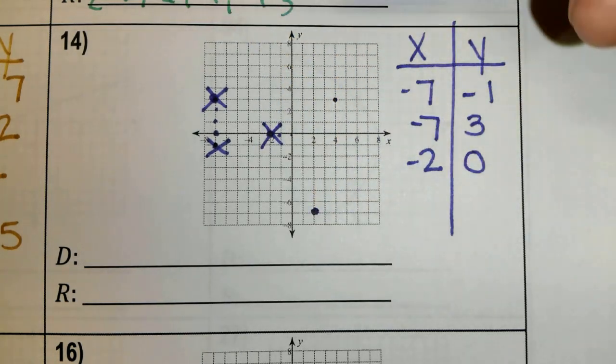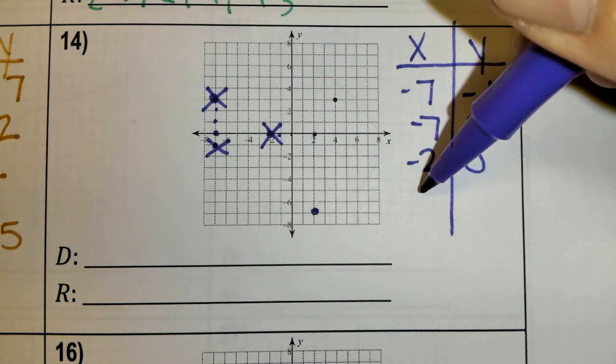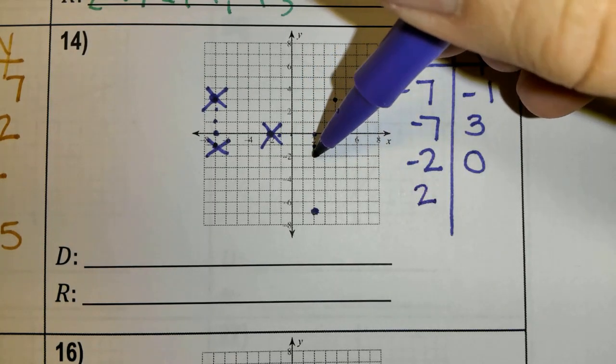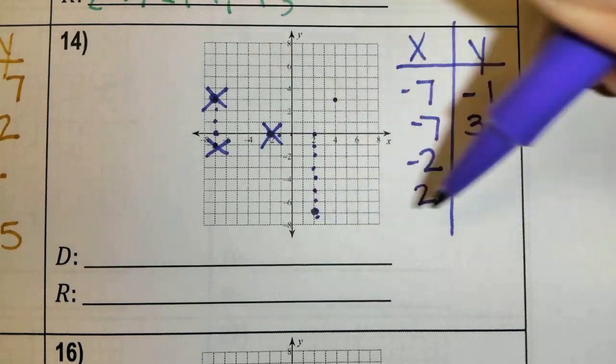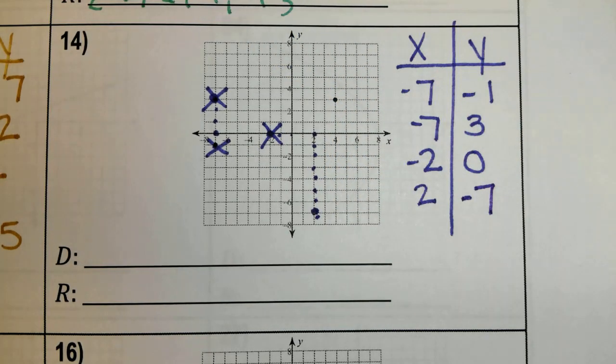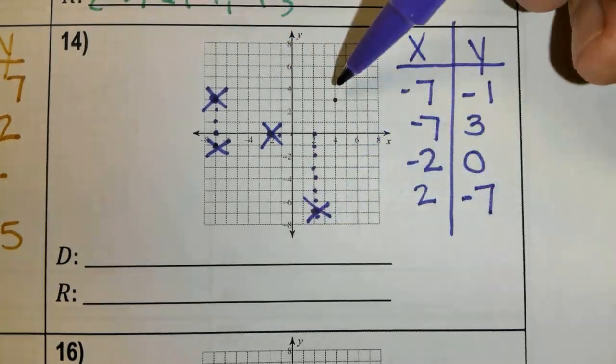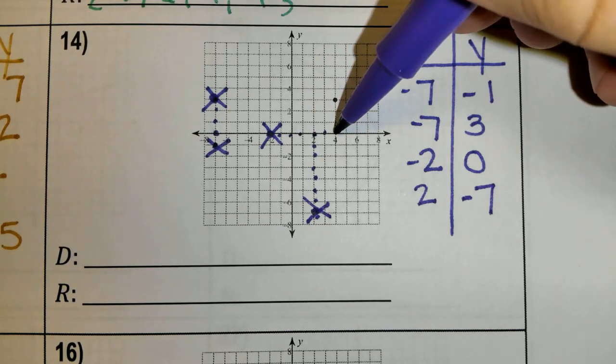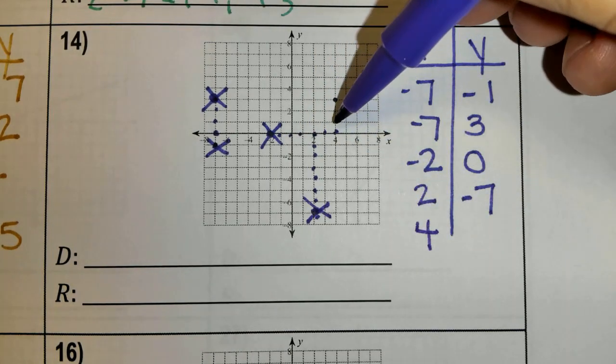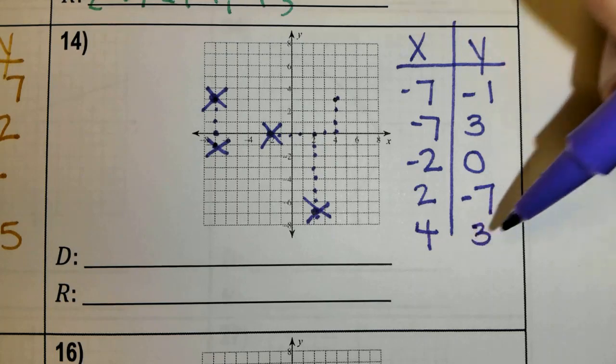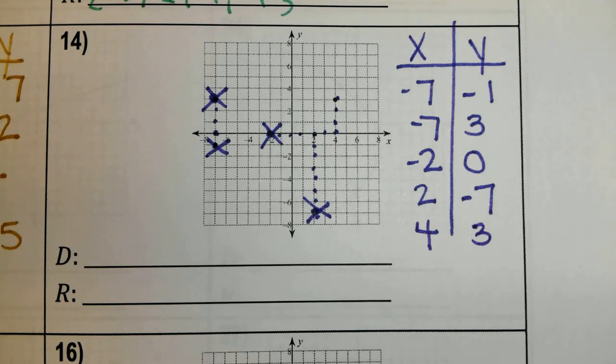Next one is right here. So I got right 2, down 1, 2, 3, 4, 5, 6, 7. So negative because I went down. And my last one is 1, 2, 3, 4, and an up 1, 2, 3. Okay, now I just write domain and range.